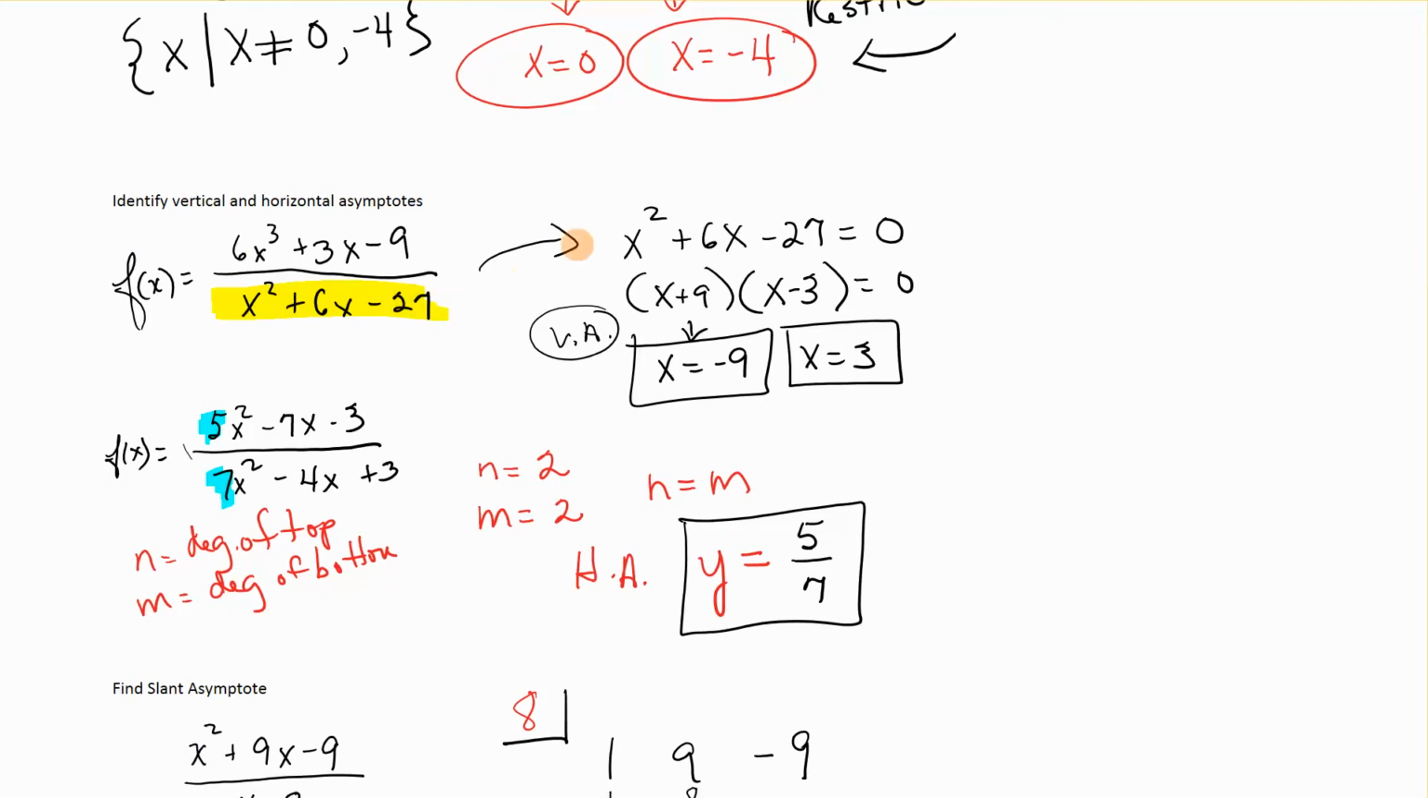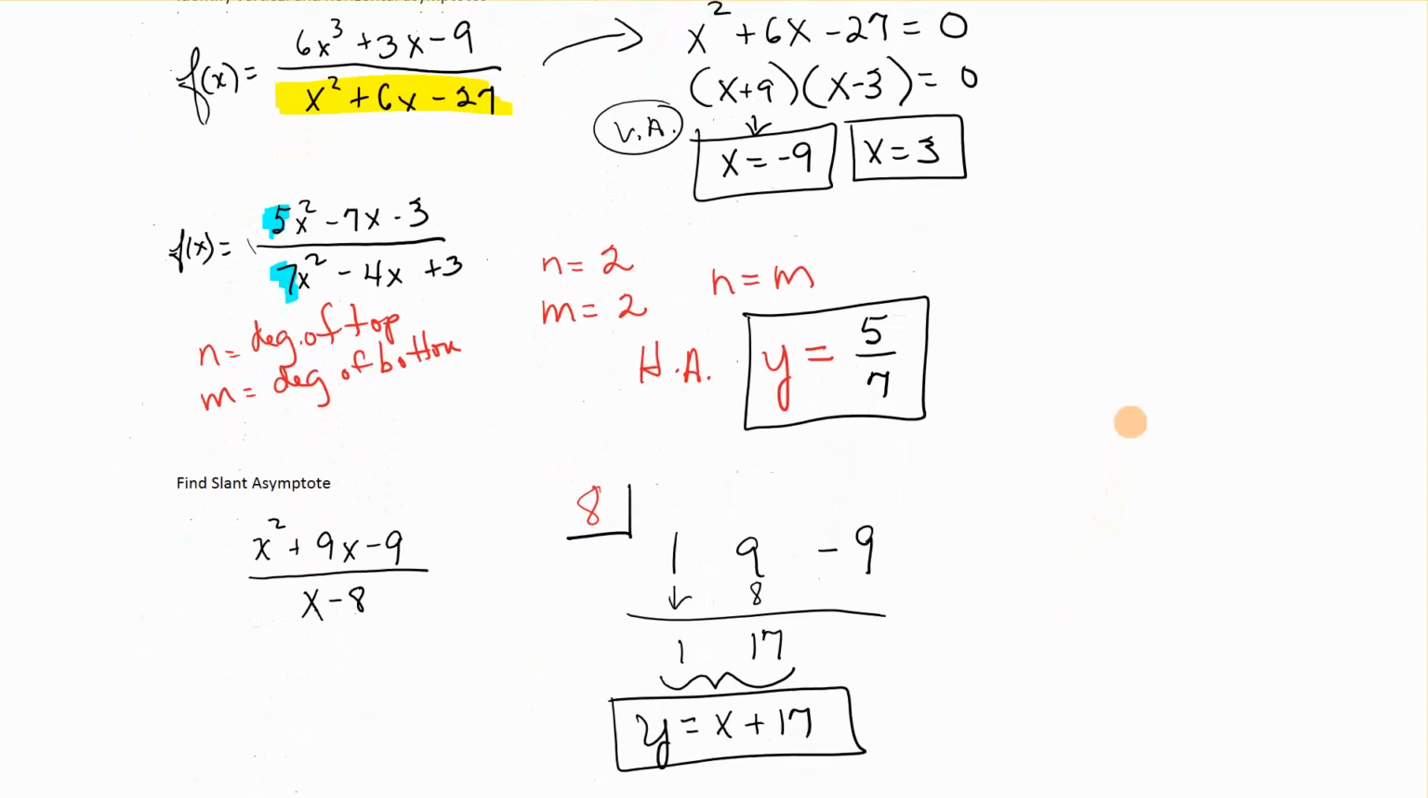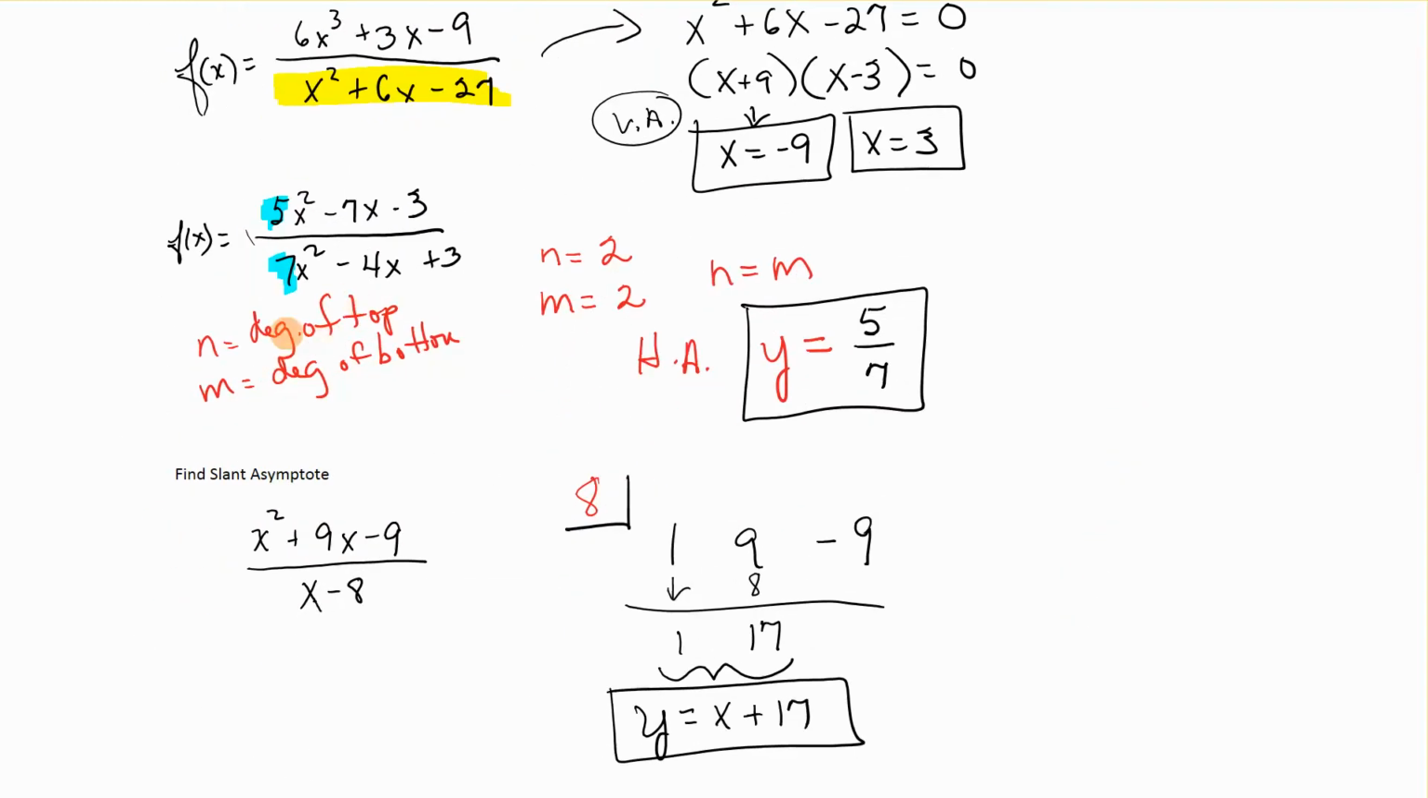Vertical asymptotes, we've done that when we graphed the rational. You take the bottom and set that equal to 0, and you get x is negative 9, x is 3. Those are your vertical asymptotes. We talked about the horizontal asymptote, where you're looking at if the degree of the top and the degree of the bottom are the same, then you take y equals 5 over 7.